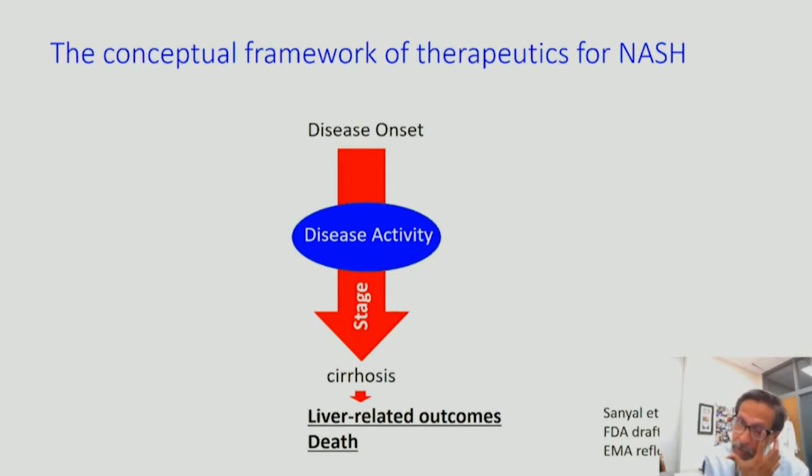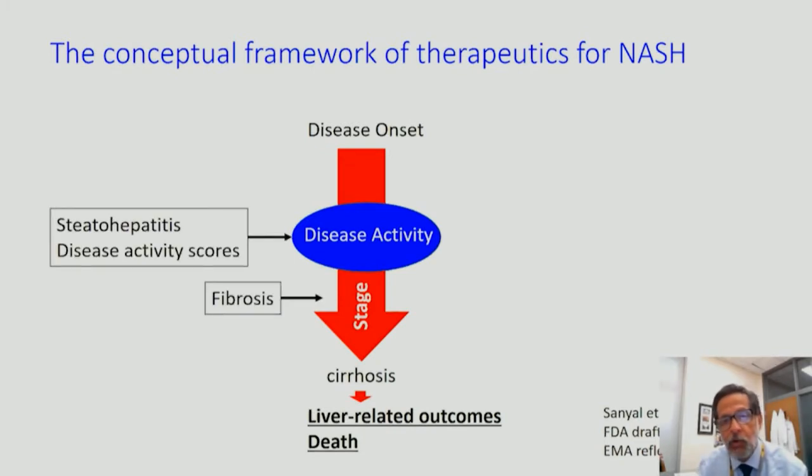So this is linked to two concepts. First is the concept of disease activity, and the second is the concept of disease stage. Disease activity refers to all of the biological processes that are driving the normal liver into a cirrhotic state. And stage of the disease refers to how far the liver has progressed towards cirrhosis. So we recognize under the microscope disease activity in the form of steatohepatitis, which is a more active lesion than fatty liver, and by various activity scores. Whereas disease stage is recognized by liver fibrosis.